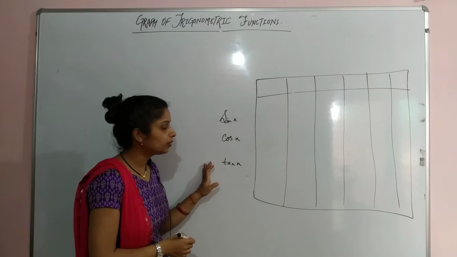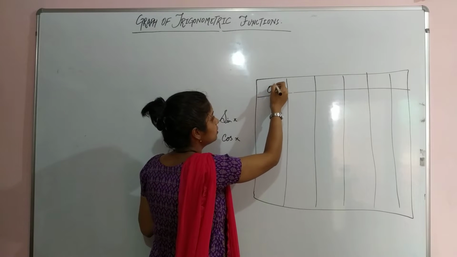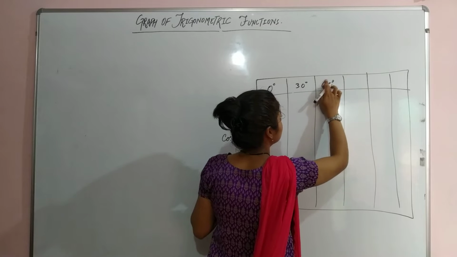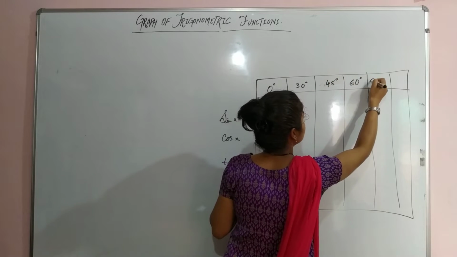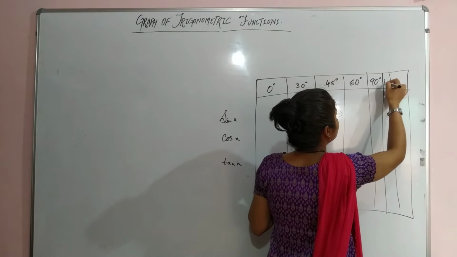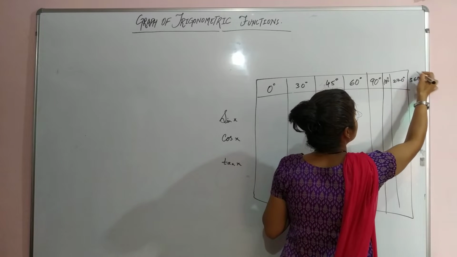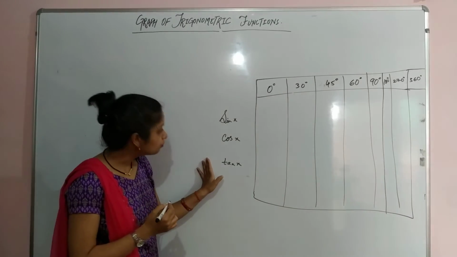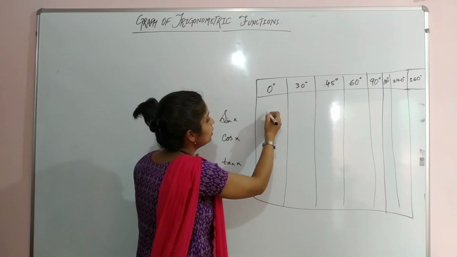These are the trigonometric ratios, and here I am going to take the angles, that is 0 degree, 30 degree, 45 degree, 60 degree, 90 degree, and then 180 degree, 270 degree and 360 degree. So these are the standard angles whose values I know and you also know very well. So what are the values?